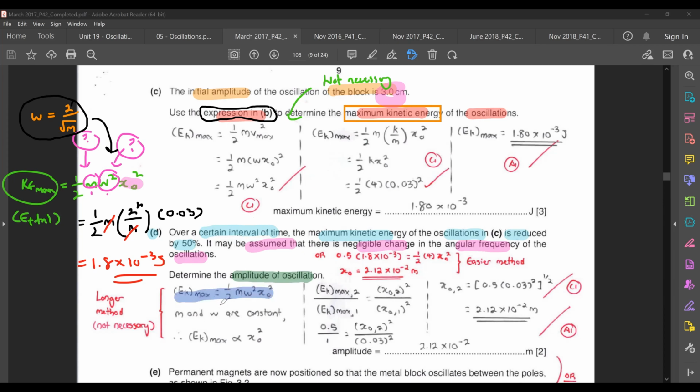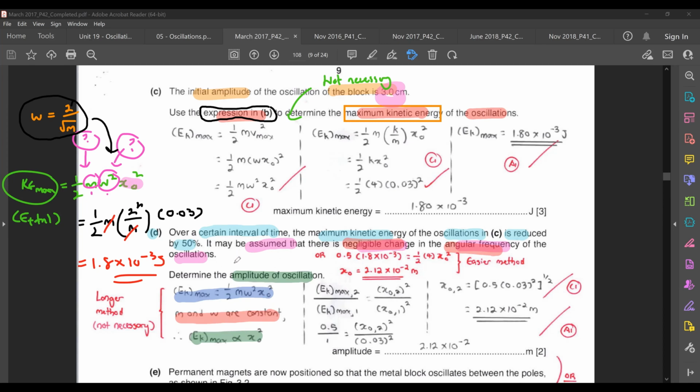So for both cases, you can actually say that the mass is still the same. The omega is also the same because the question specifically mentioned it here to you. There's negligible change in the angular frequency. So m and omega are constant here. That tells you that KE max is proportional to the amplitude squared.